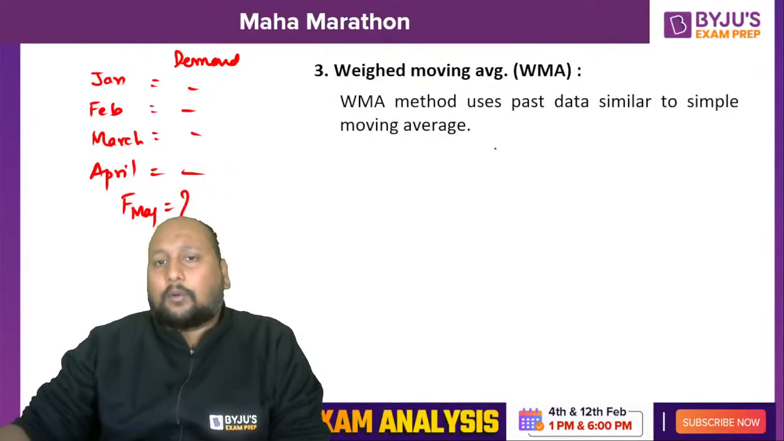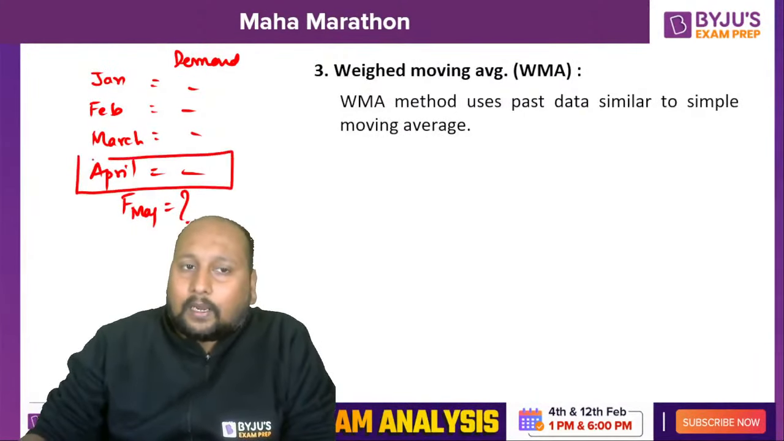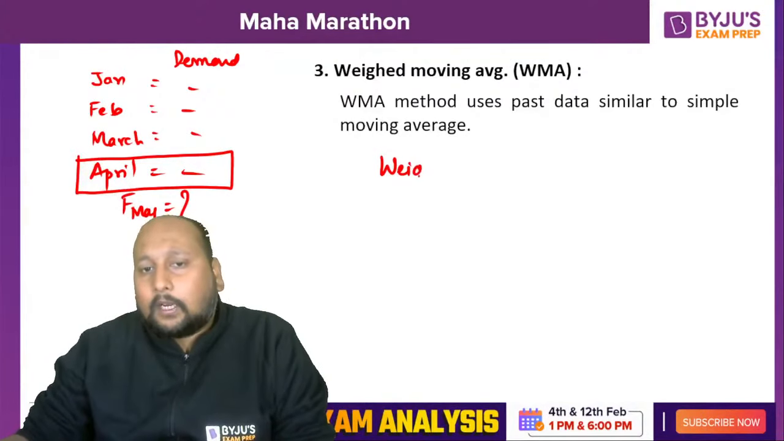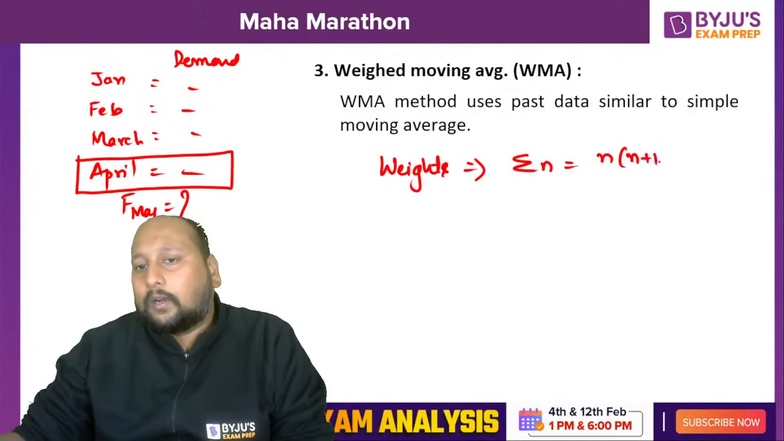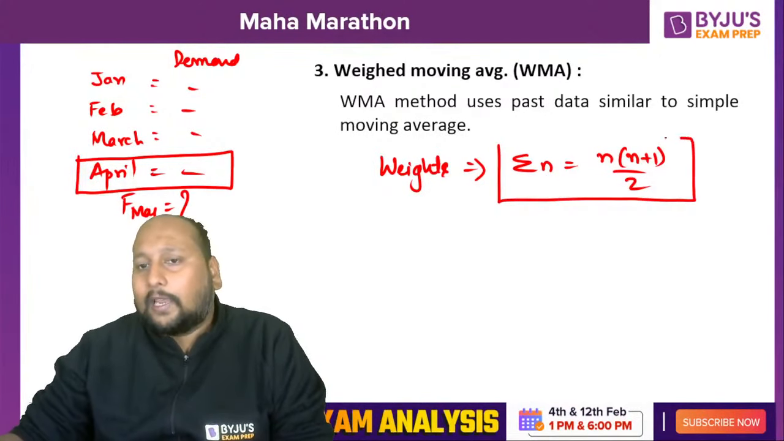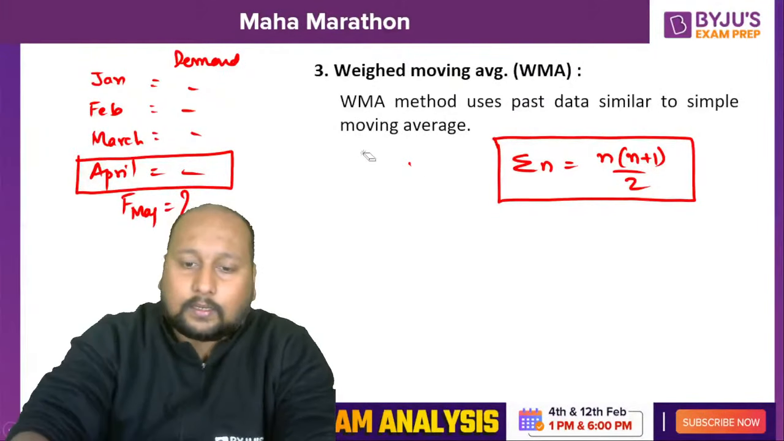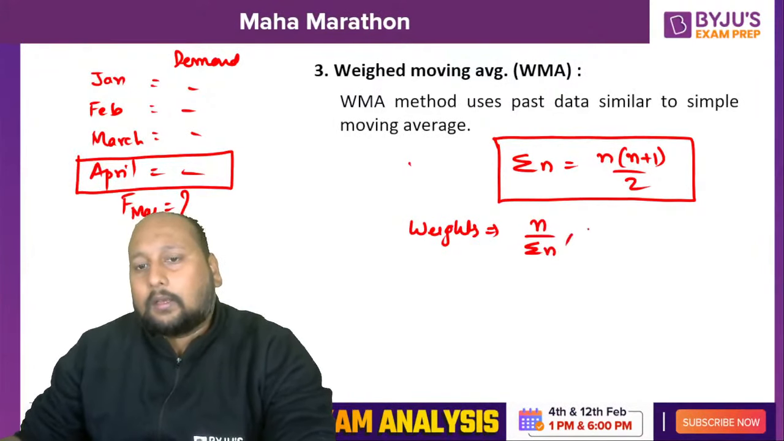In this case, let us suppose a 3 month moving average. Now I'll assign maximum weightage to April and minimum weightage to the oldest value. For that, you need to calculate the weights. How can we calculate weights? The summation of n is n into n plus 1 by 2. And I can calculate the weights as n upon summation n, n minus 1 upon summation n, down to 1 upon summation n.